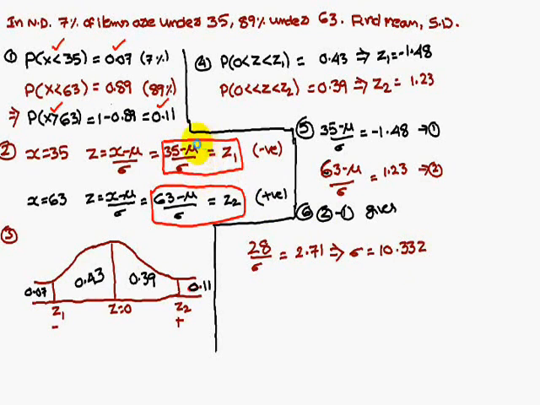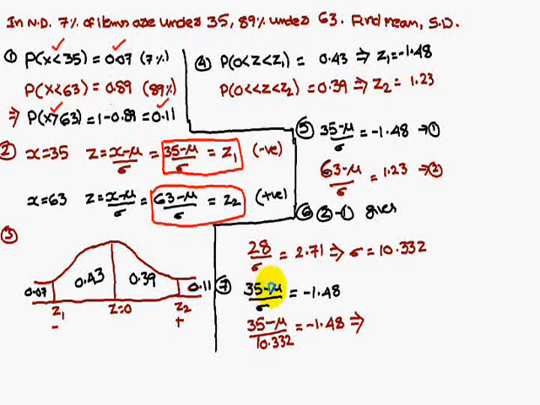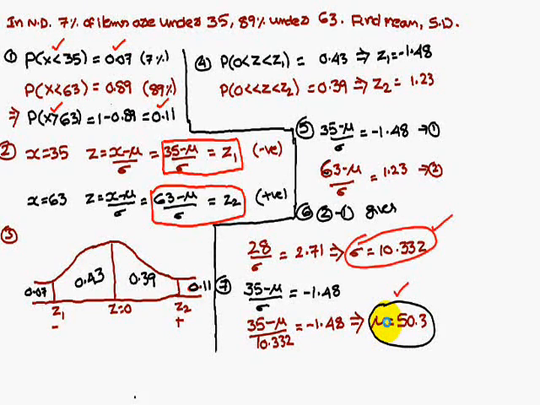Now you consider this equation, (35 − μ)/σ = z1, or here, (35 − μ)/σ = −1.48. Therefore, (35 − μ)/10.332, the σ value, so if you simplify, you are going to get μ equal to 50.3. So μ is equal to 50.3 and σ is equal to 10.332.